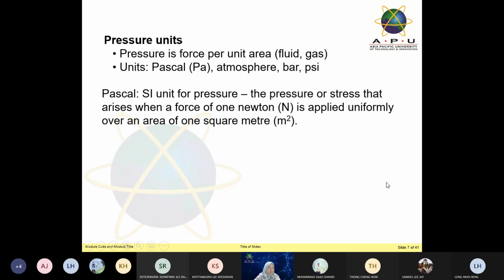So the SI unit for pressure: the pressure or stress that arises when a force of 1 Newton is applied uniformly over an area of a square meter. That is what Pascal state.